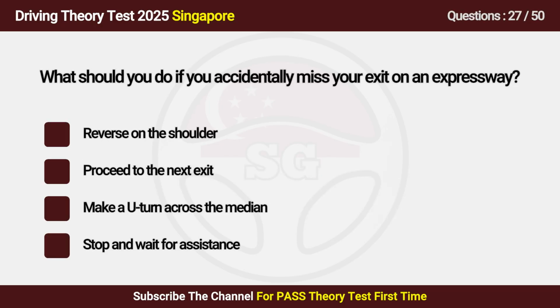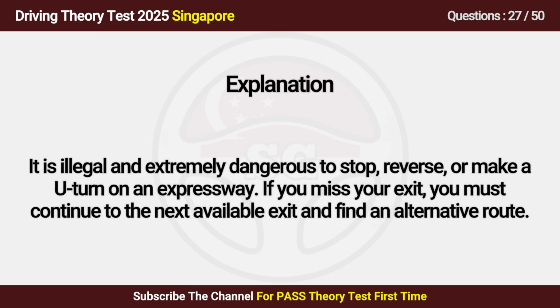Question 27. What should you do if you accidentally miss your exit on an expressway? A. Reverse on the shoulder. B. Proceed to the next exit. C. Make a U-turn across the median. D. Stop and wait for assistance. Answer is B. Proceed to the next exit. It is illegal and extremely dangerous to stop, reverse, or make a U-turn on an expressway. If you miss your exit, you must continue to the next available exit and find an alternative route.